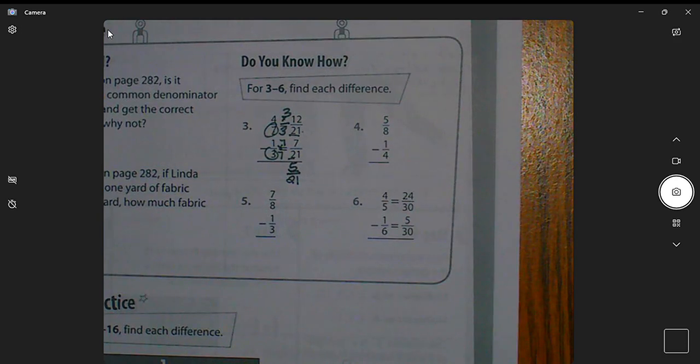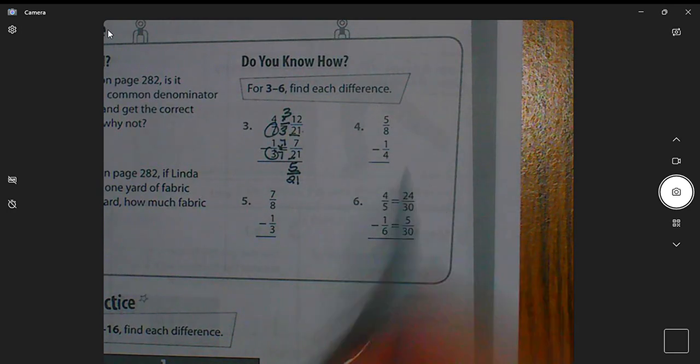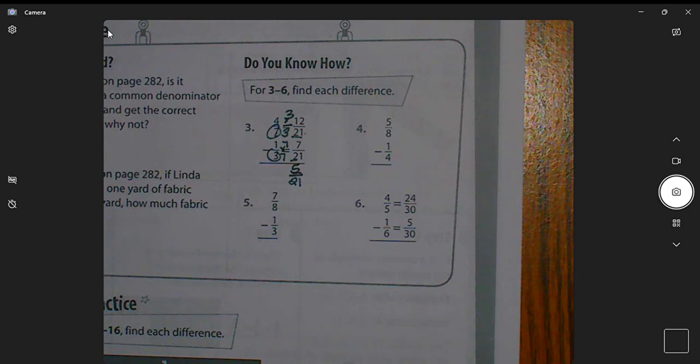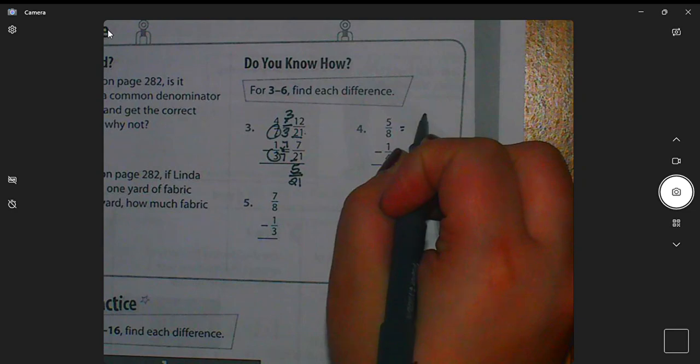And this answer cannot simplify down. It cannot go to a smaller number, so I know I'm done. Let's look at number 4. 5/8 minus 1/4. Do I have a multiple as one of my denominators? Yeah, I do. Is 4 the multiple? No, it's 8. 4 is a factor of 8. So I can leave 5/8 alone.